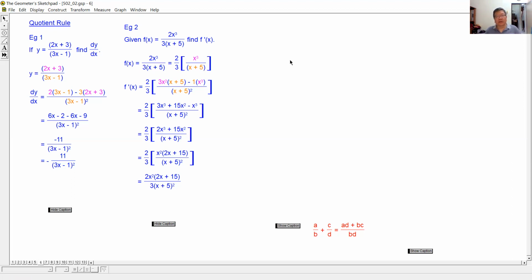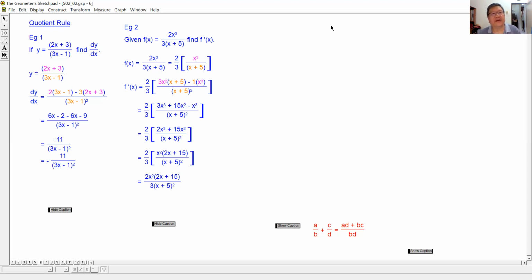So what is our word of mouth, how to differentiate? Differentiate the top, keep the bottom. Minus, differentiate the bottom, then you keep the top. And divide by the bottom function squared.